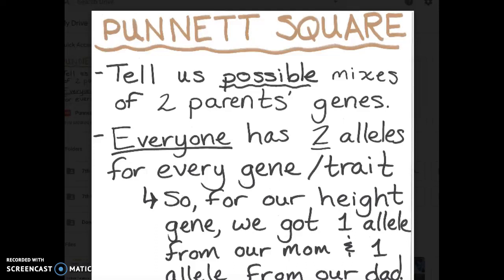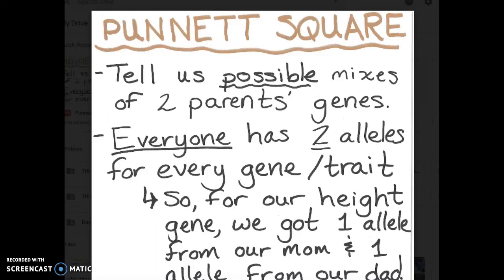I just want to do a quick review about Punnett Squares, which hopefully you practiced a bit in middle school life science. But I do want to review it before we move on to some of our heavier, harder genetics material. A Punnett Square, just to review, tells us the possible mixes of two parents' genes.